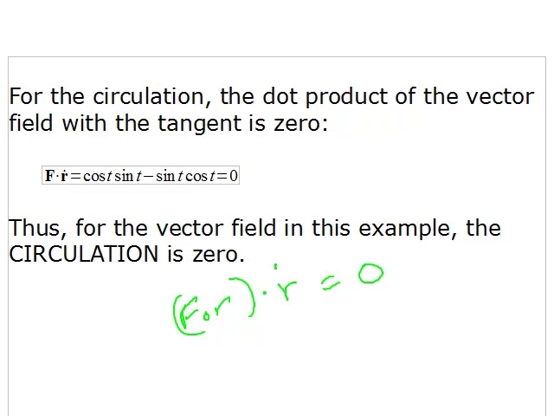So I did two cases on the unit circle. In one, the net flux out of the circle was 0, and the value of the circulation was minus 2 pi. In this case, the net flux out of the circle was minus 2 pi, but the circulation was 0. And it was 0 because there is no tangential component to that field along the unit circle. That's why that dot product is 0.